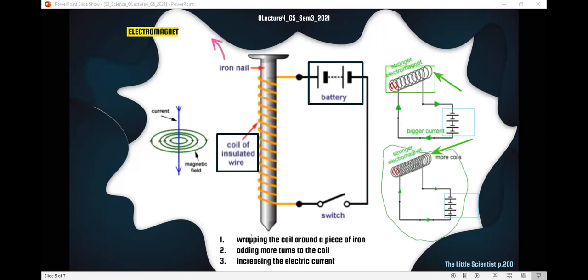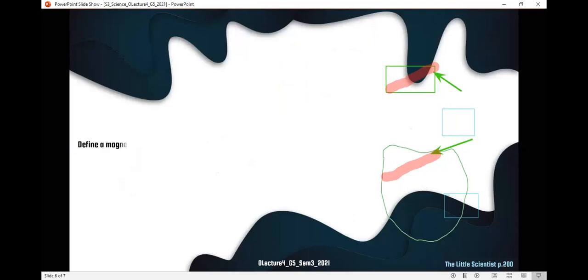Add an iron nail. Iron nail. Iron. Bravo. I can put an iron nail. Here I can put an iron nail inside. Wait. Put an iron nail in the middle. It's two. Okay. Here I can put an iron nail too. This way I make them stronger. So I have 3 ways to make the electromagnets stronger.